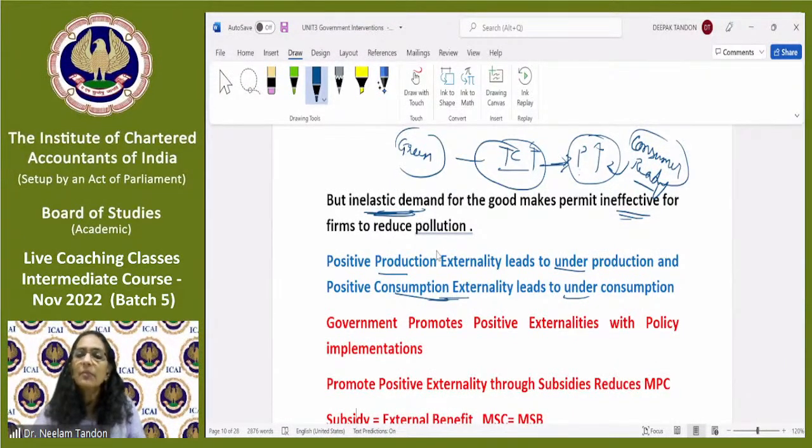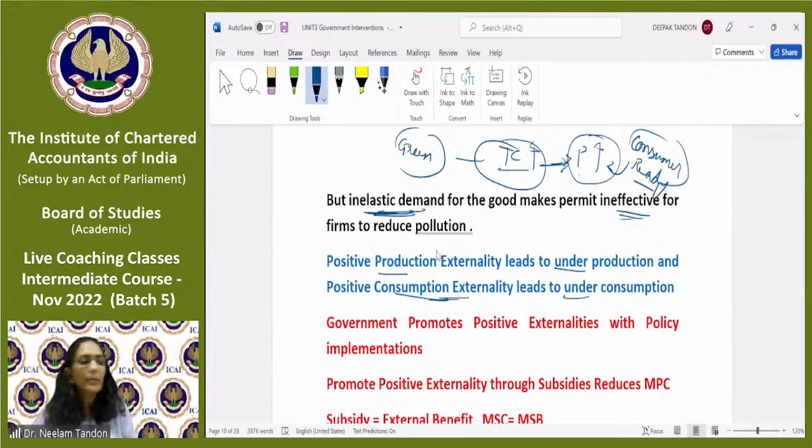So government is intervening. How is government intervening? Government is sending messages. Government is sensitizing people. Government is taking care as a supplier. How? They are sending those MCD vehicles. MCD workers are coming, taking garbage from your doorstep, segregating it into wet and dry, and taking it to the destination where they go for recycling and everything. So this is how, in the case of positive consumption or production externalities, government needs to intervene, because allocation of resources is not optimum.